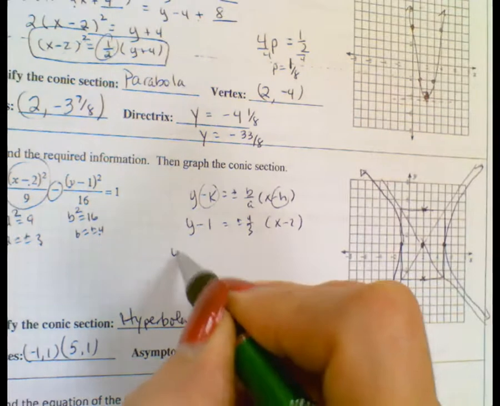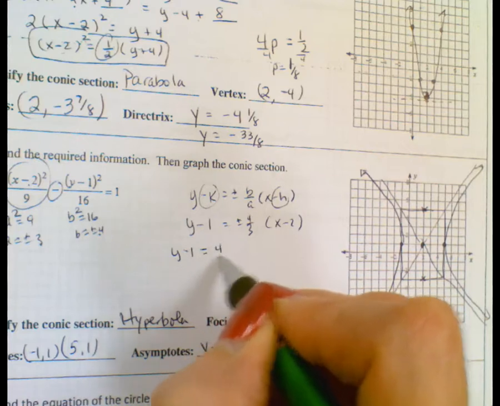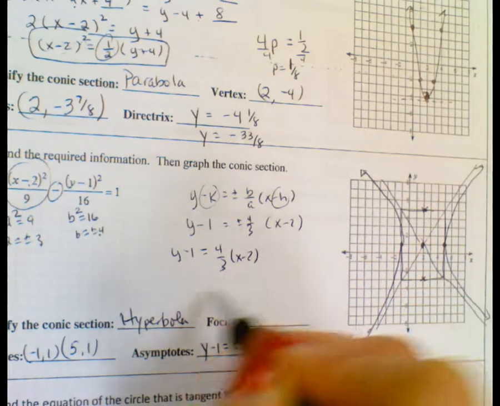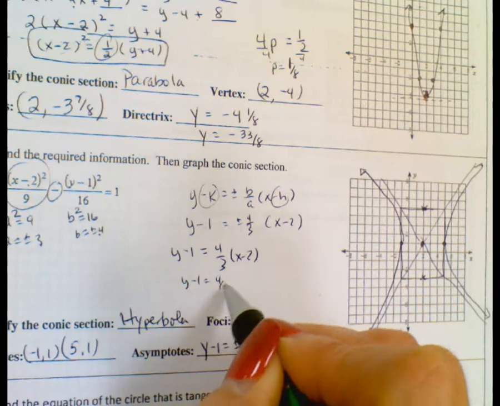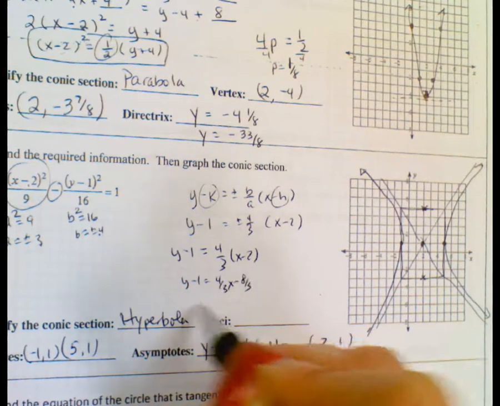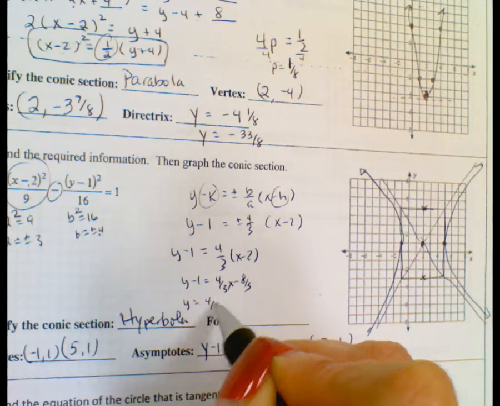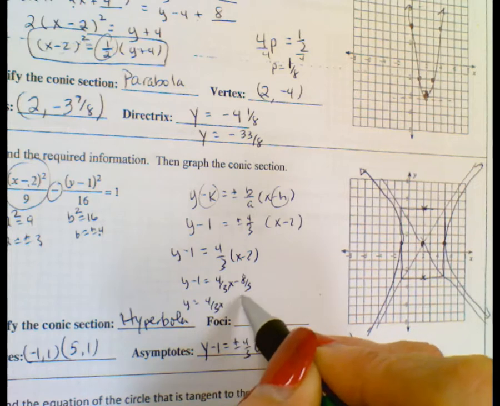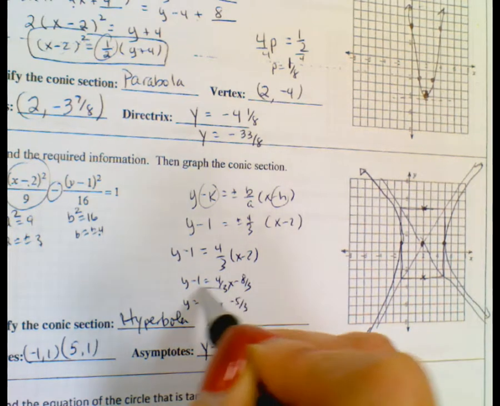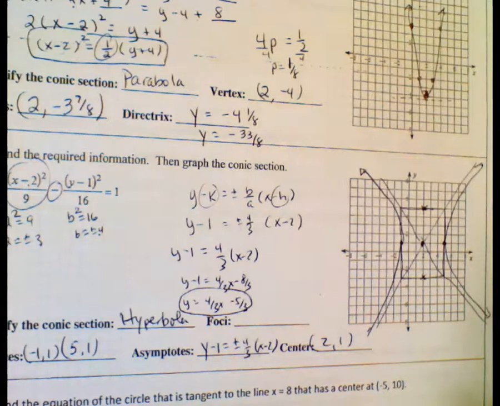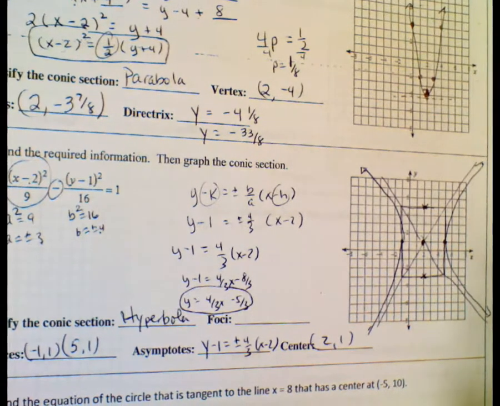But what they really are, if you separate them, like the first one would be y minus 1 equals 4/3 x minus 8/3. And if you add 1 to the other side, adding 1's like adding 3/3, so that'd be negative 5/3. This is actually your line, your first asymptote. y equals 4/3 x minus 5/3.